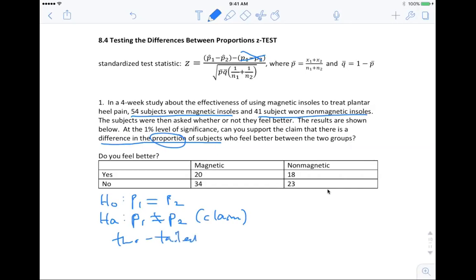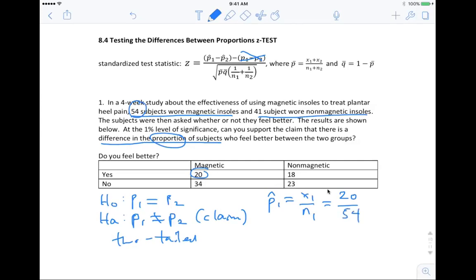Now in that formula, which is going to be the next thing we do, there's lots of X's and N's and P's and P hats and P bars. Okay, so let's break that down. First off, P hat sub 1 is X sub 1 divided by N sub 1. Has a little formula for itself. The proportion of people who felt better when they wore magnetic insoles. So under magnetic, 20 people said yes, they felt better out of a total of 54 subjects.